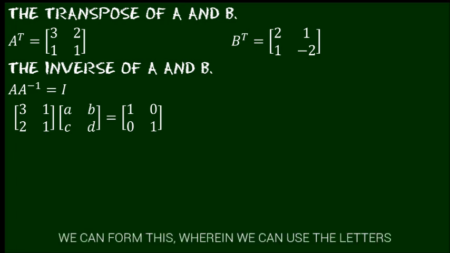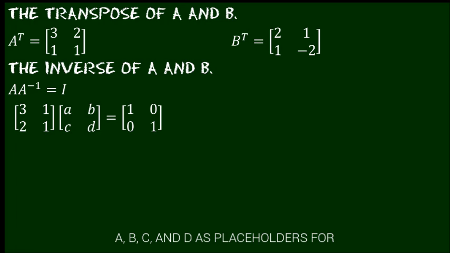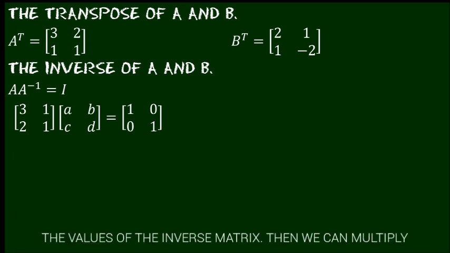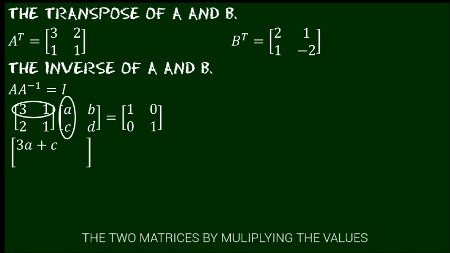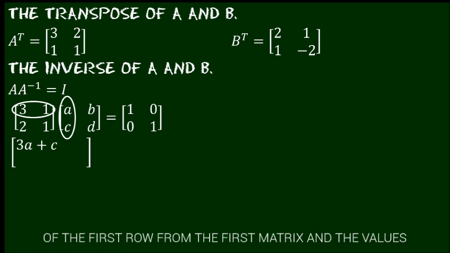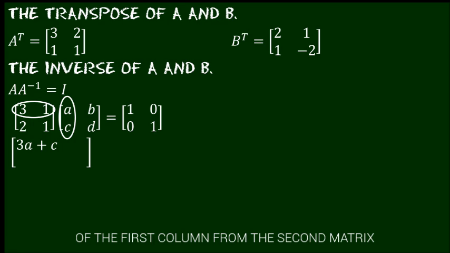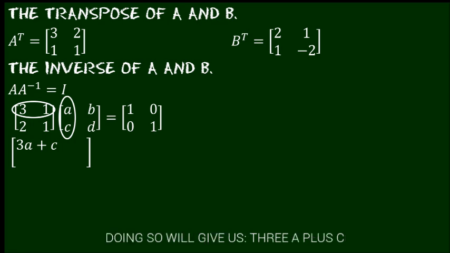Using that, we can form this, wherein we can use the letters A, B, C, and D as placeholders for the values in the inverse matrix. Then we can multiply the two matrices by multiplying the values of the first row from the first matrix and the values of the first column from the second matrix. Doing so will give us 3A plus C.